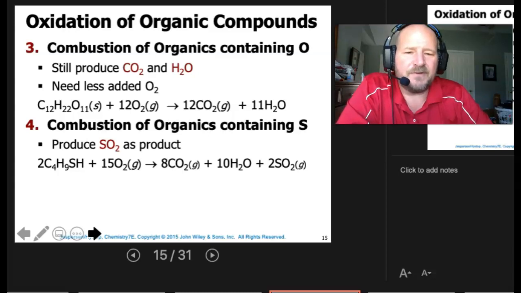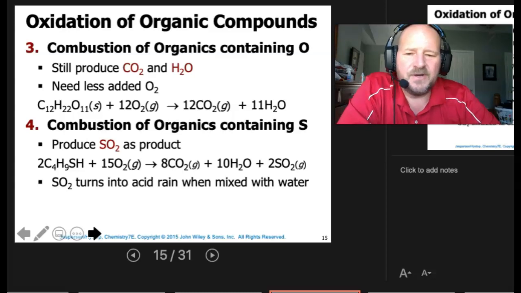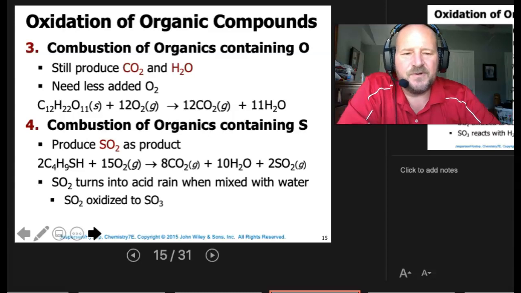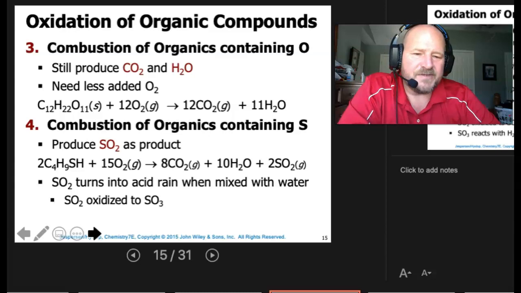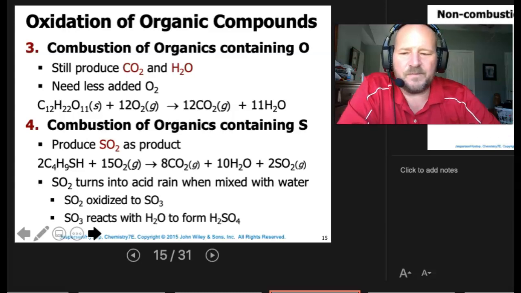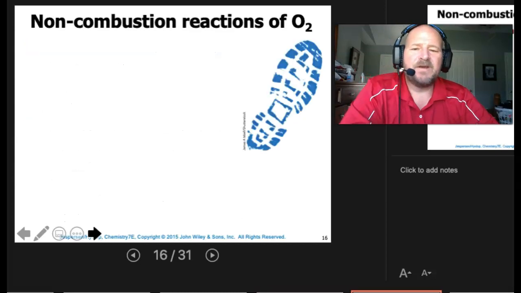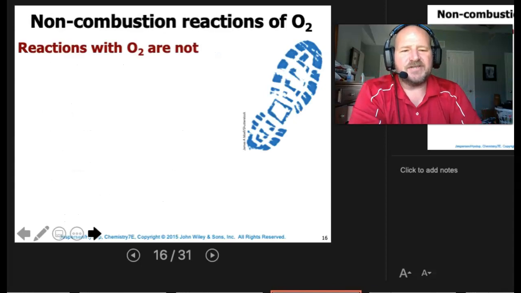Now, here's where air pollution really comes in, in the form of acid rain. Okay, so when we produce SO2, what's going to happen is the SO2 can then oxidize to get SO3, and then the SO3 mixes with water to form H2SO4, which we know as sulfuric acid and is one of our strong acids. Okay. Now we can also have non-combustion reactions of O2.